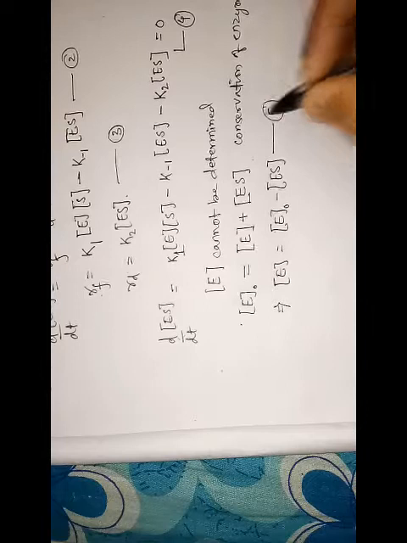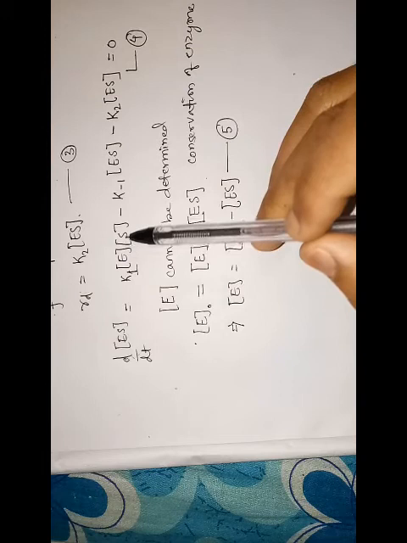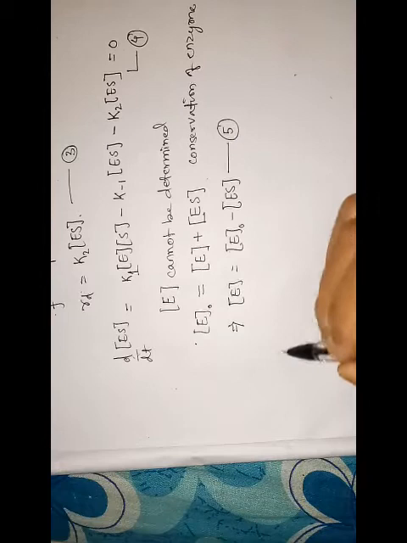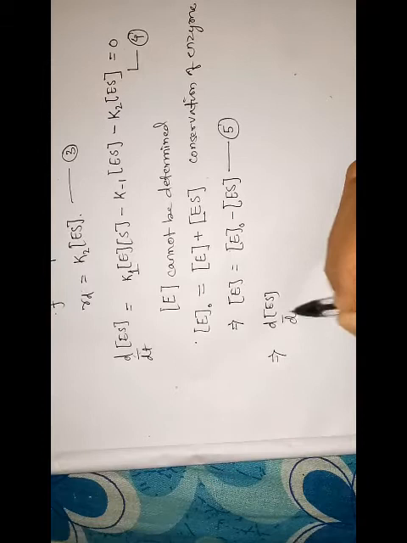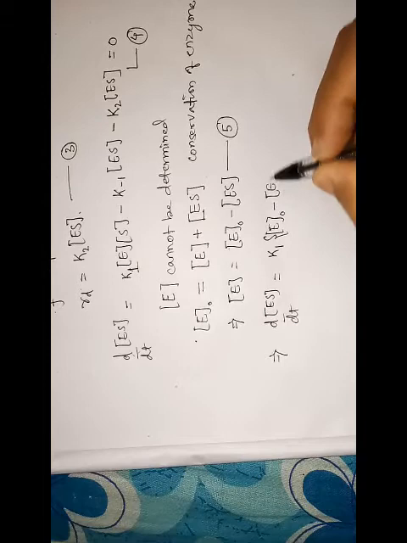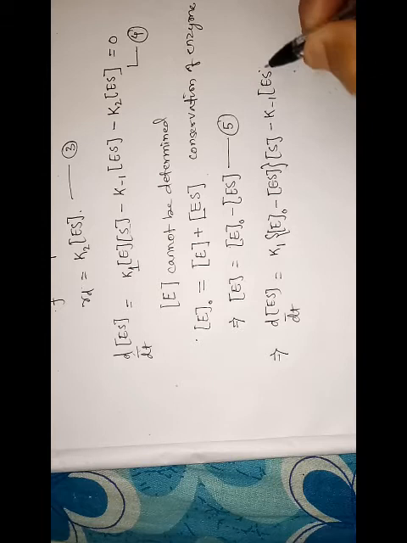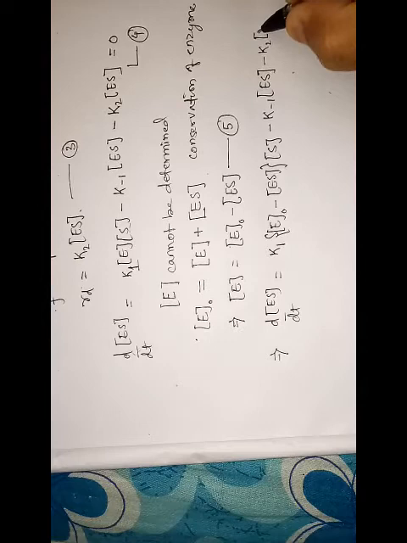So now we will put this value of E from equation number 5 into equation number 4. So we are going to get d concentration of ES by dt is equal to k1 times (concentration of E naught minus concentration of ES) times the substrate concentration, minus k minus 1 concentration of ES, minus k2 concentration of ES, is equal to 0.